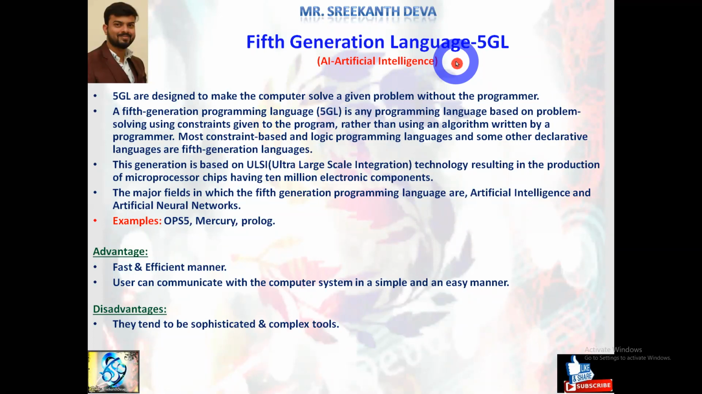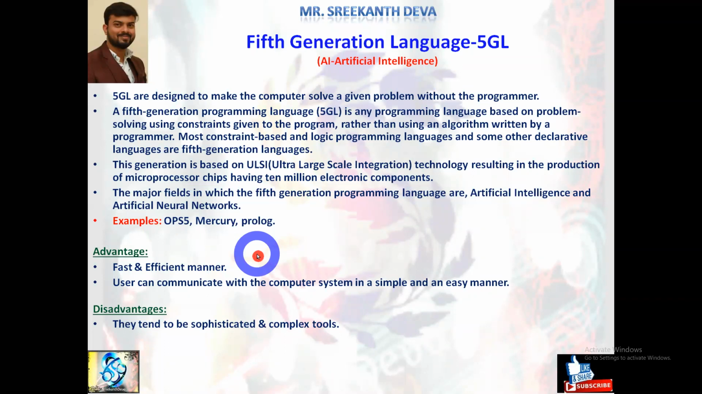It incorporates the concepts of expert systems, artificial intelligence, and natural language processing. These fifth generation programming languages are based on solving problems using constraints given to the program rather than using an algorithm written by a programmer. The best examples are Prolog, Mercury, and OPS5. These are all fifth generation languages.